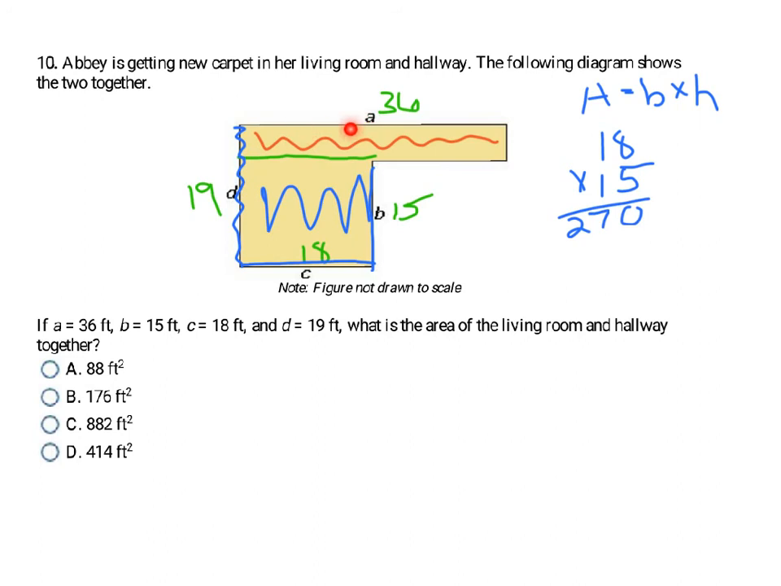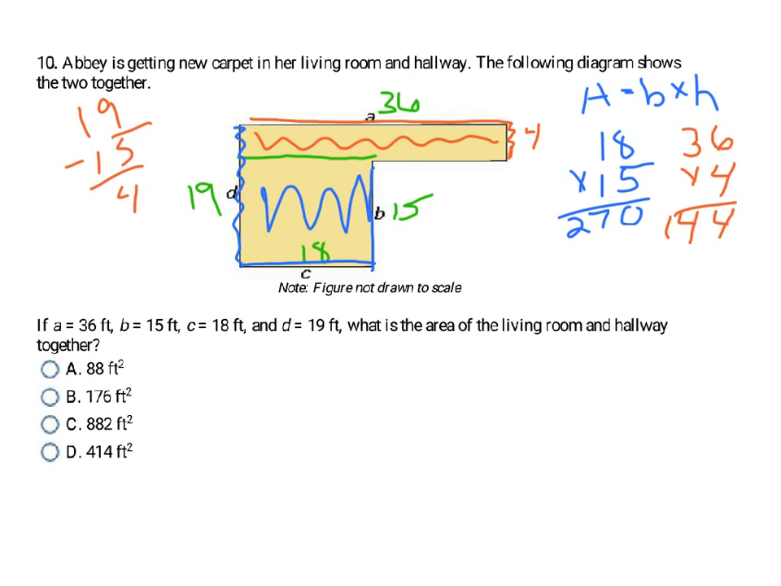So now I need to find this orange part up here. So the orange part, I have this side of the rectangle is 36, but I need to figure out what this side is here. In this blue squiggly, I know that this whole, the two sides together, is 19. 15 is used for that other part of the rectangle. So 19 minus 15 gives me 4. So this little piece here is going to be a length of 4. So that means my base and height here is 36 and 4. So I'm going to multiply those two numbers together. And when I do that, I get 144.